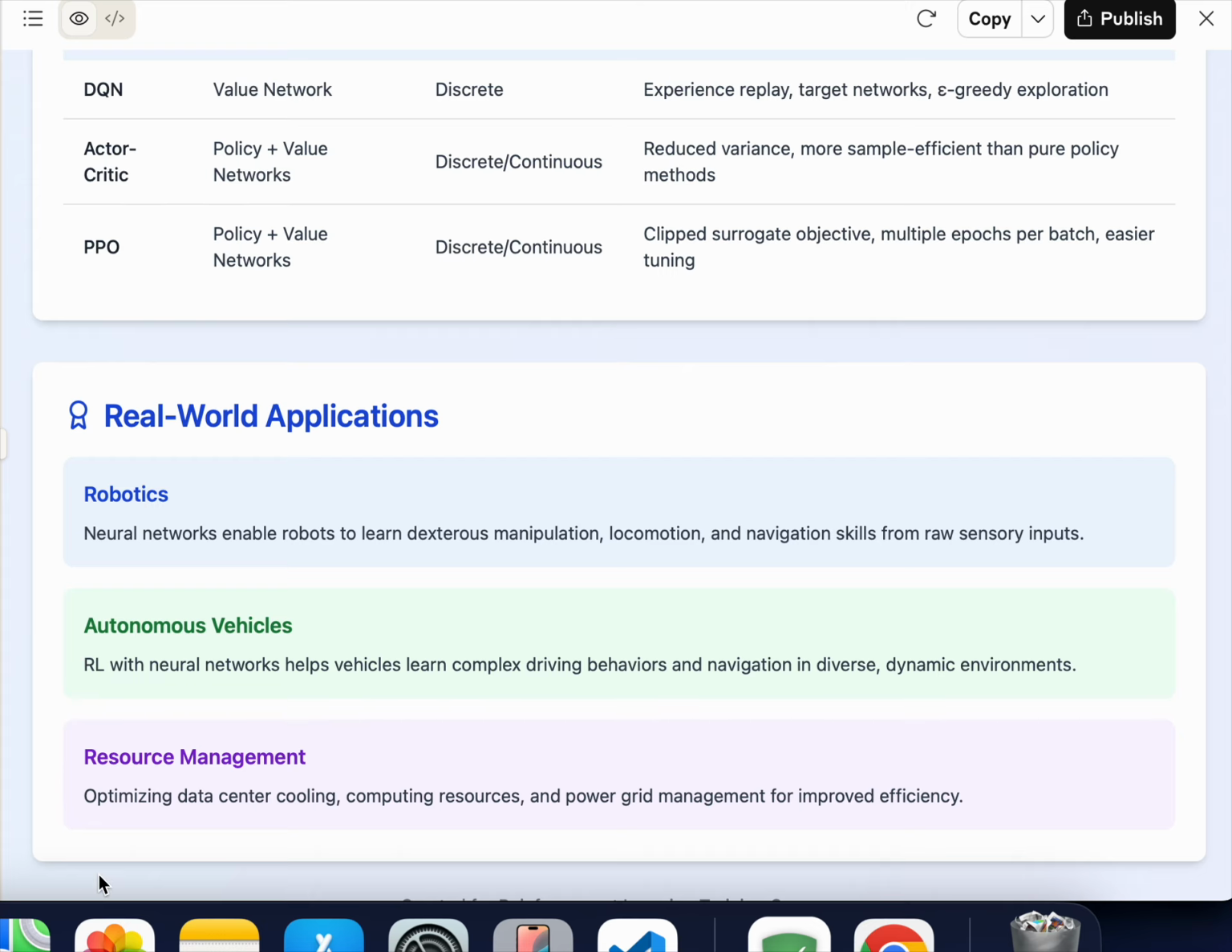And here's resource management. This includes things like optimizing how much power to allocate across servers in a data center or controlling cooling systems to save energy. The system learns which actions reduce costs or improve efficiency over time.